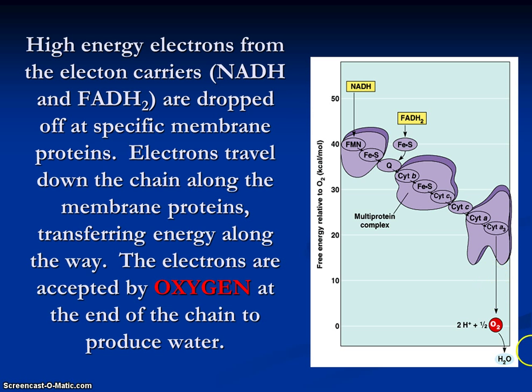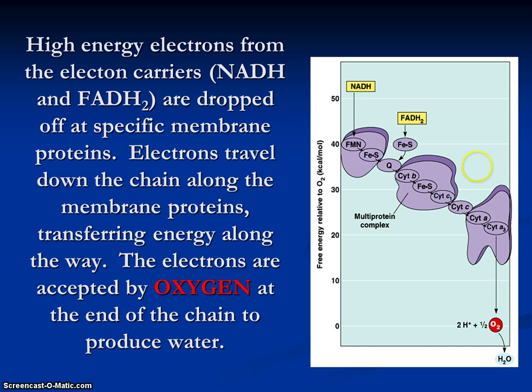Okay, so let's talk about that one more time. In the Krebs cycle, NADH and FADH2 are made. Okay, those are electron carriers. They're going to take these electrons that have a lot of energy added to them, and carry them to a particular membrane complex, protein complex within the mitochondrial membrane.